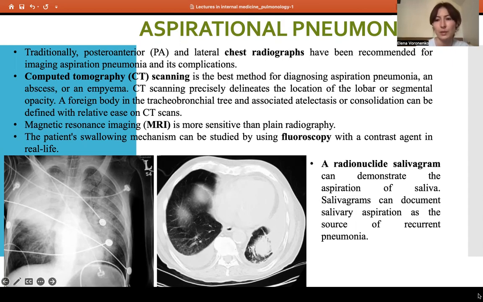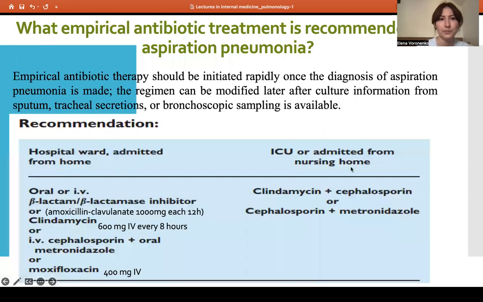Radionuclide salivagram can demonstrate the aspiration of saliva. Salivagrams can document salivary aspiration and the source of recurrent pneumonia.